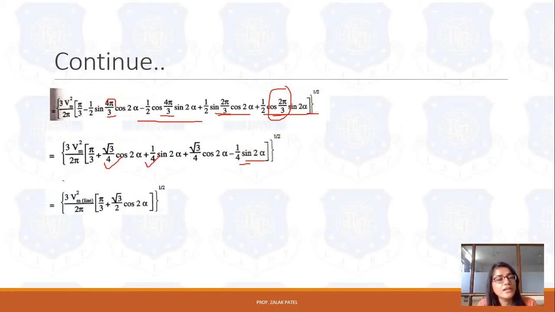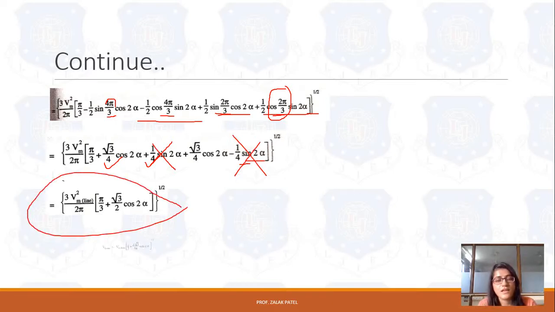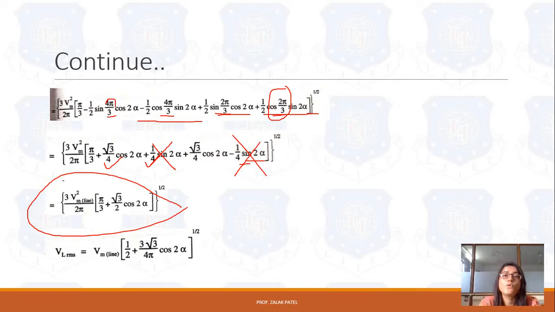The final equation is like this: 3 Vm square upon 2 pi as it is. The terms that can be cancelled out are 1 upon 4 sine 2 alpha and minus 1 upon 4 sine 2 alpha. These terms are cancelled out. So the remaining terms are 2 times root 3 by 4 cos 2 alpha. So root 3 by 2 cos 2 alpha raised to 1 by 2. This is the RMS voltage value. So this is how you can use the equation, or from the given graph you can easily find out the RMS value as well as load DC value.